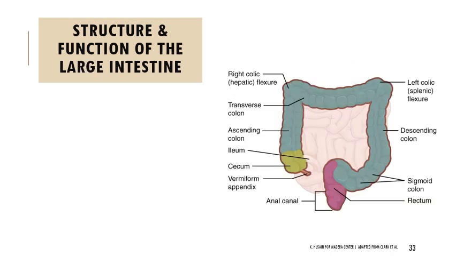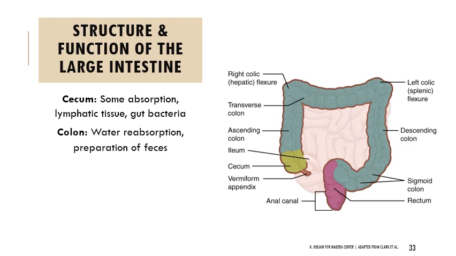Getting into the large intestine, that starts with the cecum. In herbivores, the cecum is really huge, but with us it's just a tiny bump. So there's some absorption taking place there. There's more lymphoid tissue, a lot of gut bacteria hang out in the cecum, and then we get into the colon. So that's the bulk of the large intestine. That's where you have a lot of water reabsorption. It's where feces gets prepared, and there's also a lot of mucus there.